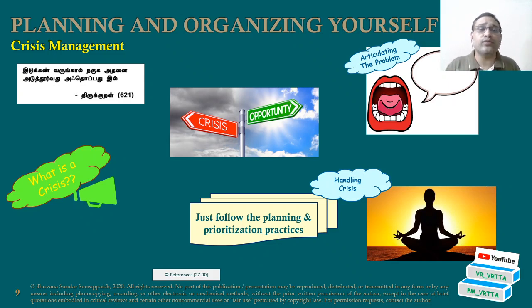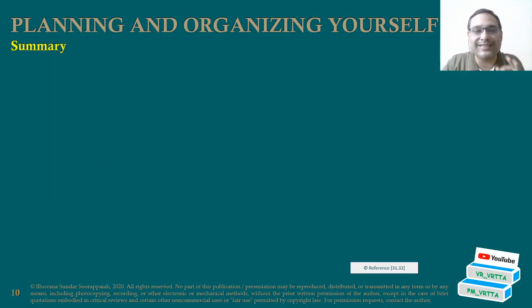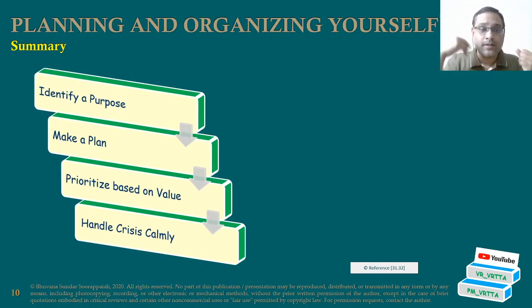So if you are going to follow all the planning and prioritization techniques we saw earlier, coupled with these simple steps you see on the screen, you will be able to handle any crisis calmly. That is the essence of crisis management. So let's summarize. First, you identify a purpose that's much bigger than yourself, so you get the motivation to do anything in your life. Based on that, you make a plan, and based on the value for you at any given time, you prioritize. And finally, use all these techniques: smile, articulate your problem, and handle crisis calmly.